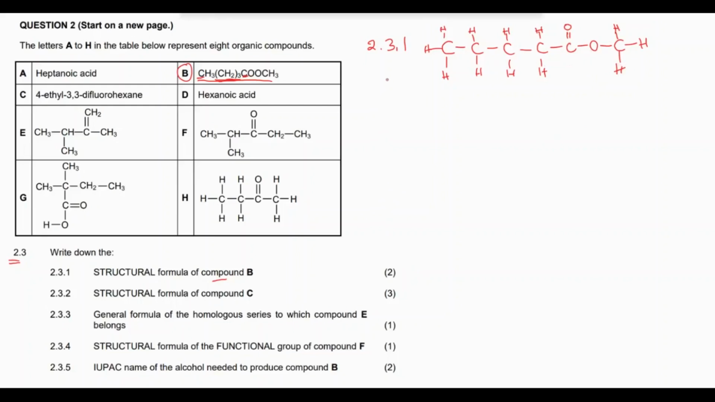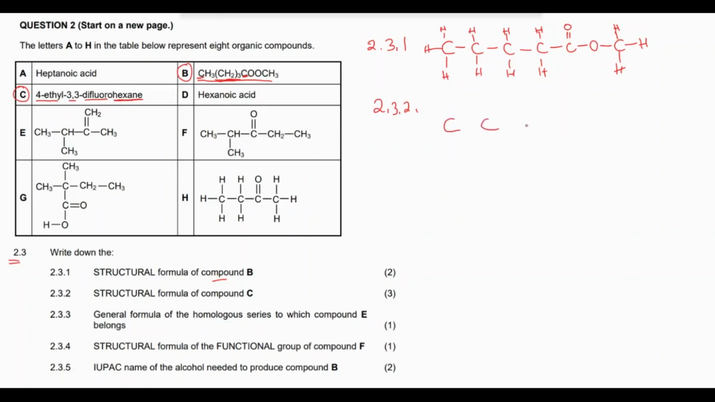Then 2.3.2, structural formula of compound C. This is 4-ethyl, so it means we have an ethyl group bonded to the main branch. Then 3,3-difluoro, it means we have 2 fluorides and they are both attached to carbon 3. And then hexane, this is giving us what? The main branch, right? Hexane means how many carbons? 6 of them. So you can start with those carbons.